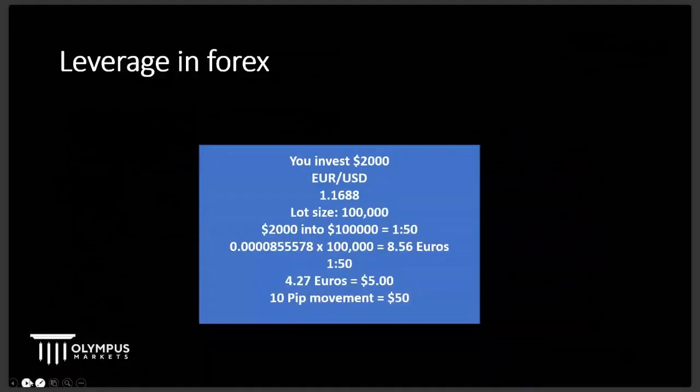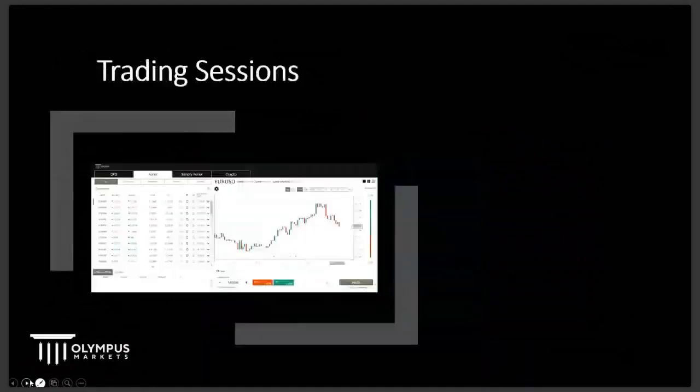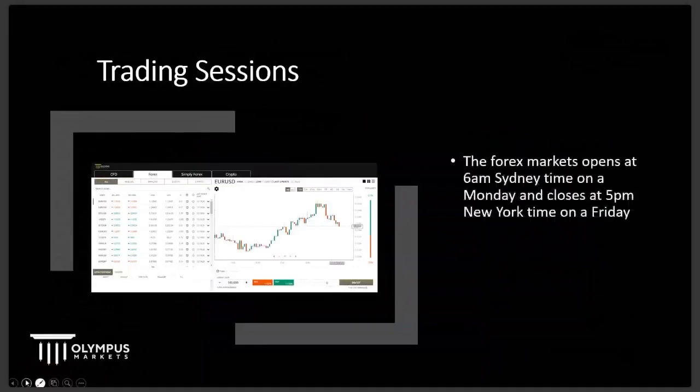Now, as I said earlier on, the Forex market is 24 hours a day, Monday to Friday. And because obviously we're not awake 24 hours a day, it's actually split into sessions. Now, the Forex market technically opens around about 6 a.m. Sydney time on a Monday morning and closes at 5 p.m. New York time on a Friday. So 24 hours, Monday to Friday.